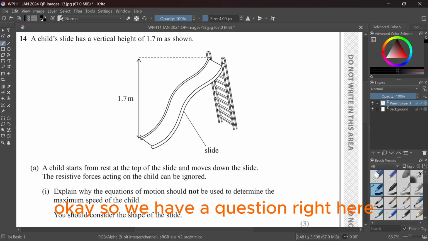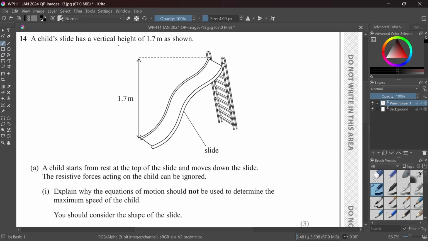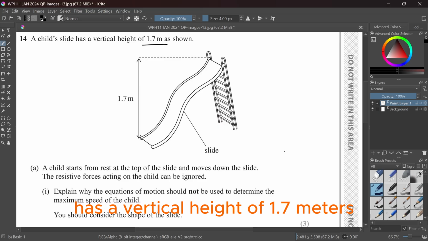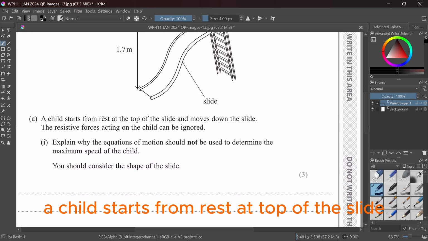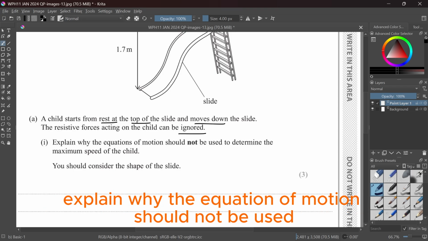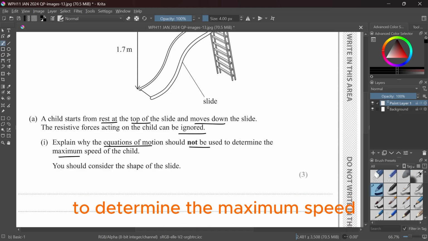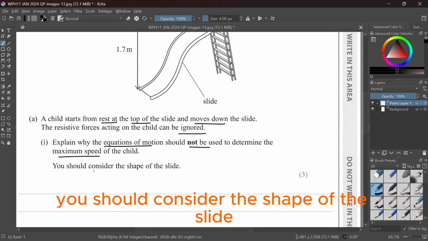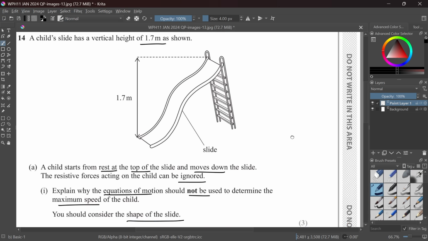Okay, so we have a question right here. It basically says that a child's slide has a vertical height of 1.7 meters. A child starts from rest at top of the slide and moves down the slide. The resistive force acting on the child can be ignored. Explain why the equation of motion should not be used to determine the maximum speed. You should consider the shape of the slide.